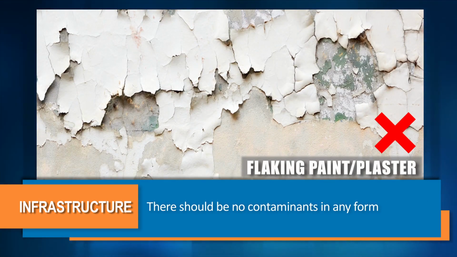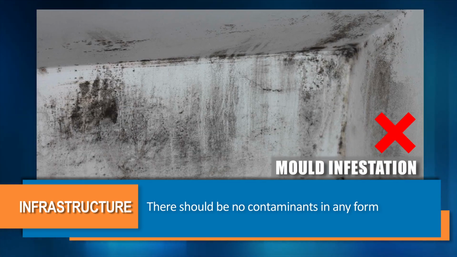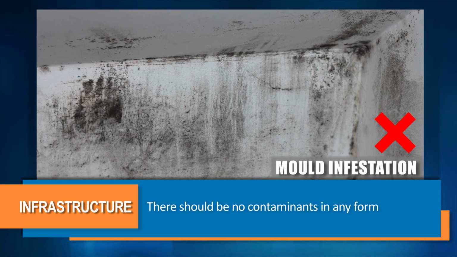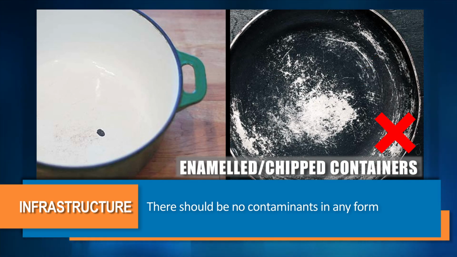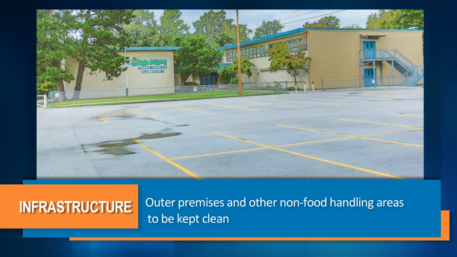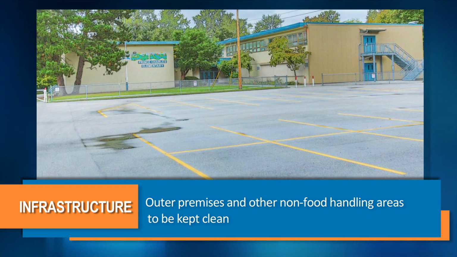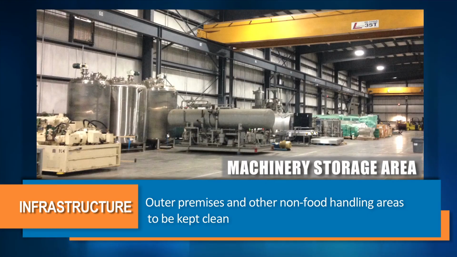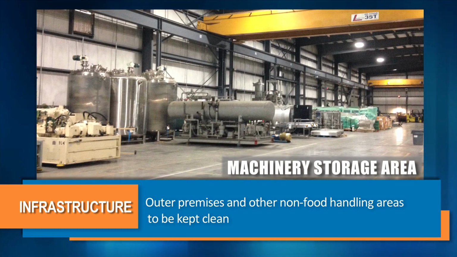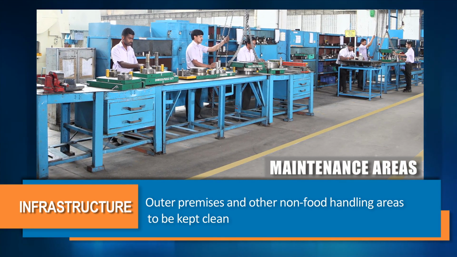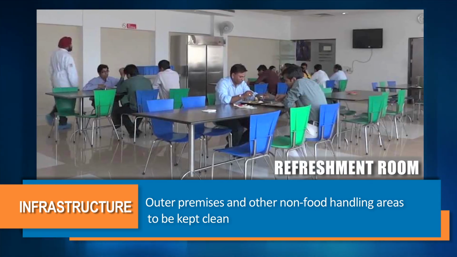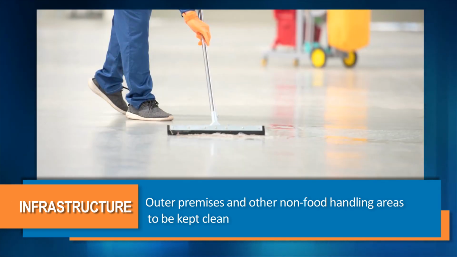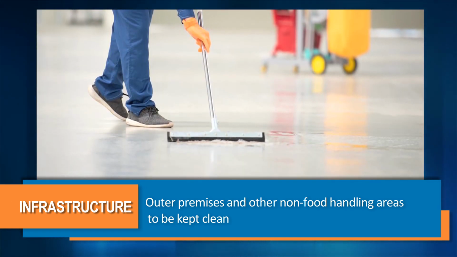There should be no flaking paint or plaster, mold infestation, broken tiles, enameled or chipped containers, and other contaminants. Similarly, outer premises and other non-food handling areas such as machinery storage area, maintenance areas, waste handling areas, refreshment room, and other areas shall also be kept clean.